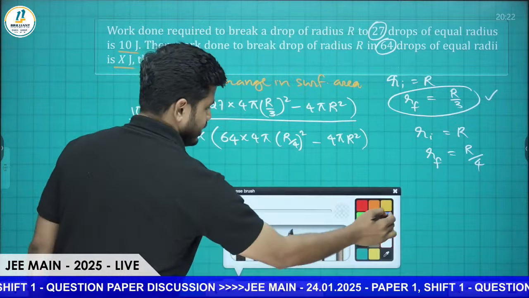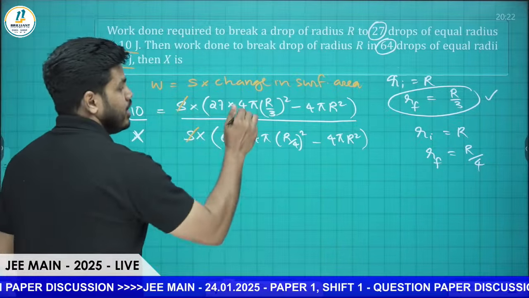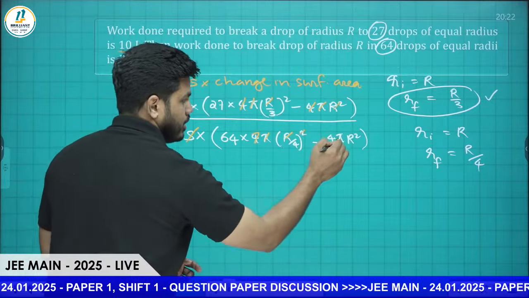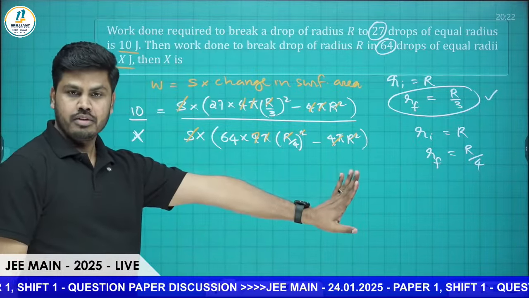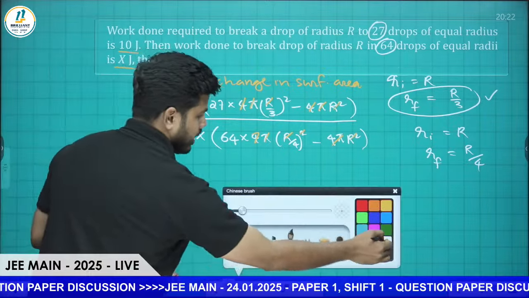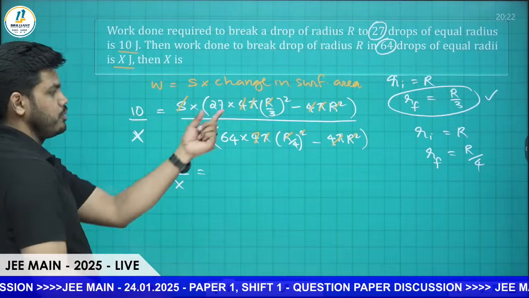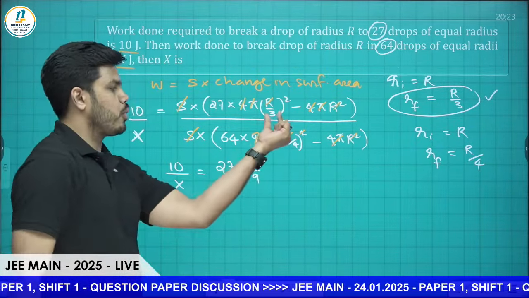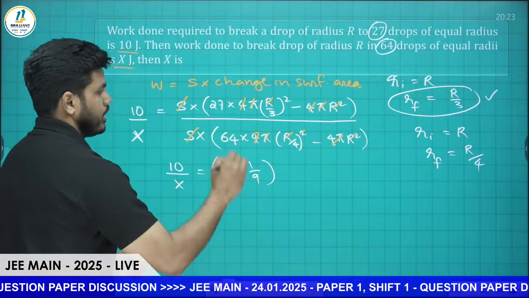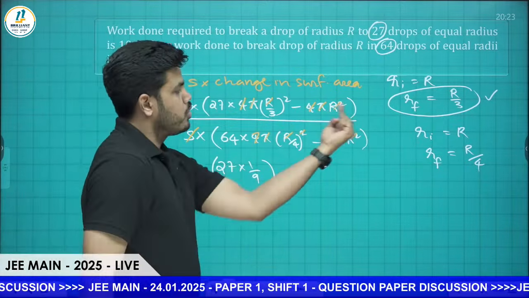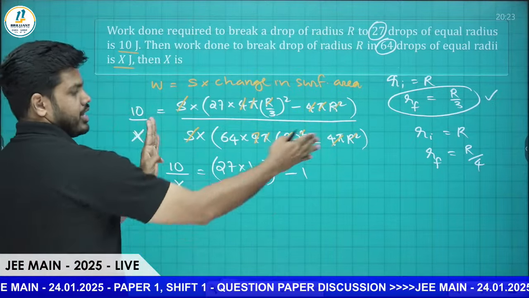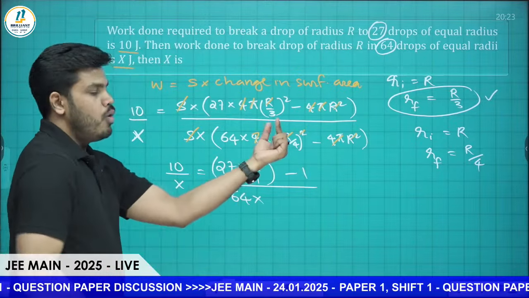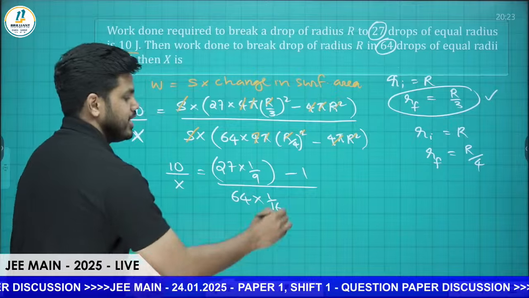You can cancel the surface tension S, and 4 pi R square is common in both numerator and denominator, so that is gone. What is remaining? 10 divided by x is equal to 27 into 1 by 9, that is 3 square, minus 1, divided by 64 into 1 by 4 the whole square, 1 by 16, minus 1.